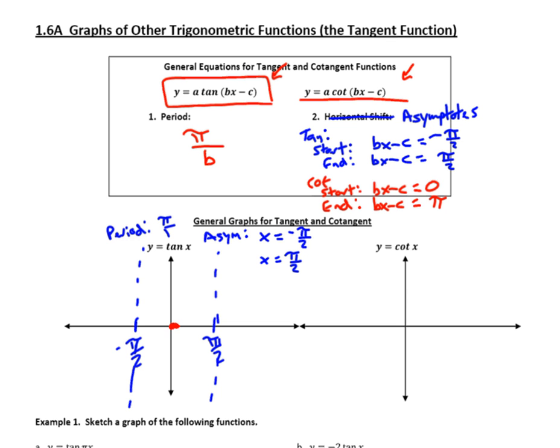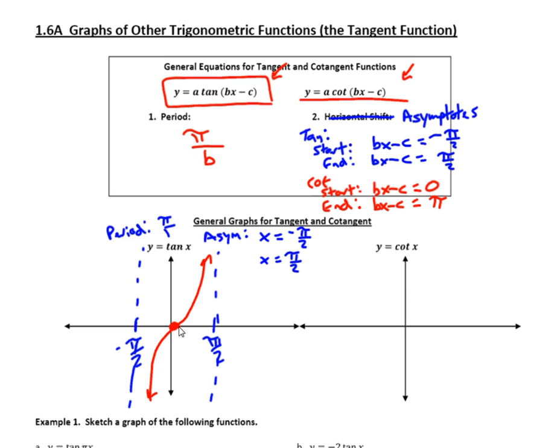The tangent graph is going to go halfway between negative pi over 2 and pi over 2. And it's going to go up to the right and down to the left. So there's the general tangent graph, up to the right and down to the left. Now I could put more than one period on here. This is one period. I could put more than one period on here if I wanted to.